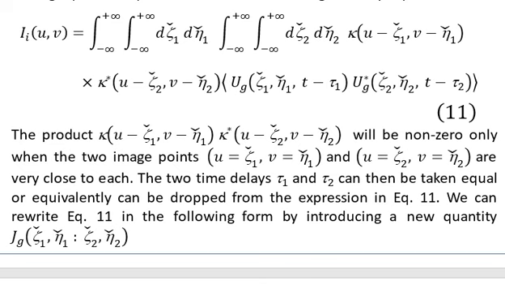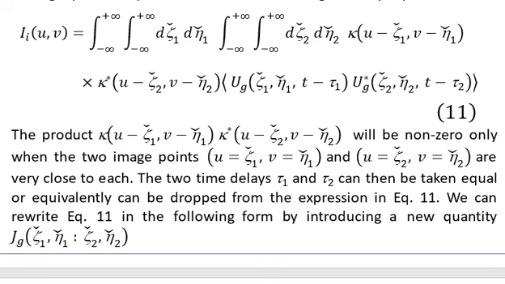The two time delays tau 1 and tau 2 can then be taken equal, or equivalently can be dropped from the expression in equation number 11, only when the two point sources are very close to each other. Under this assumption we can set the time tau 1 equal to tau 2 equal to tau. We can rewrite equation number 11 in the following form by introducing a new quantity Jg.